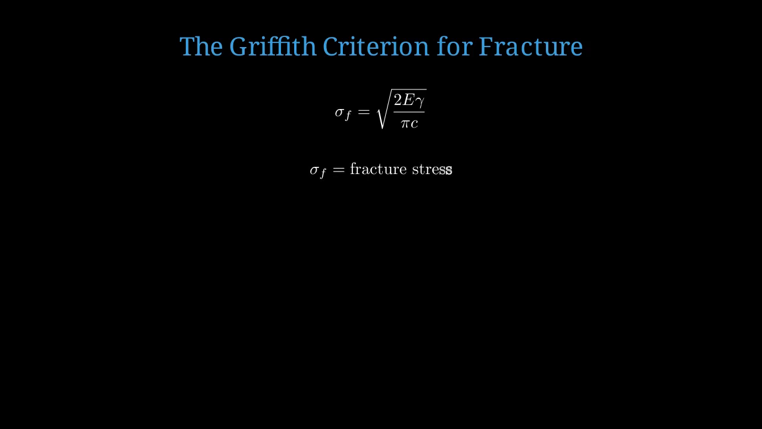Sigma_F is the fracture stress, the stress at which a crack will propagate and cause failure. E is the Young's modulus, which measures the material's stiffness. Gamma is the surface energy, the energy cost of creating new crack surfaces. And c is the crack length. This is the critical parameter we're going to focus on.